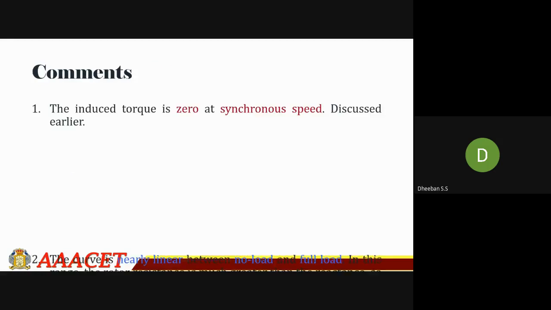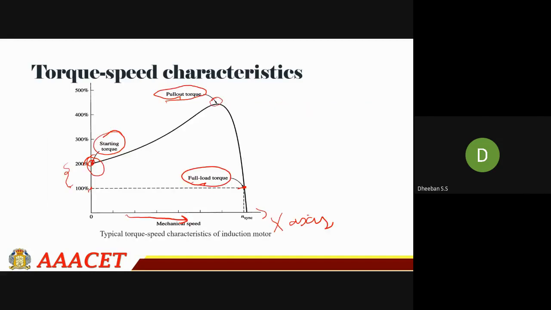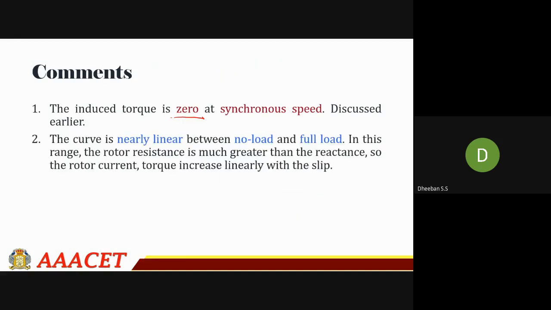So, moving to the comments, the induced torque is zero at synchronous speed. So, the induced torque will be zero. The curve is nearly linear between your no load and your full load. In this range, the rotor resistance will be greater than the reactance, so the rotor current and torque increase linearly with your slip value S.